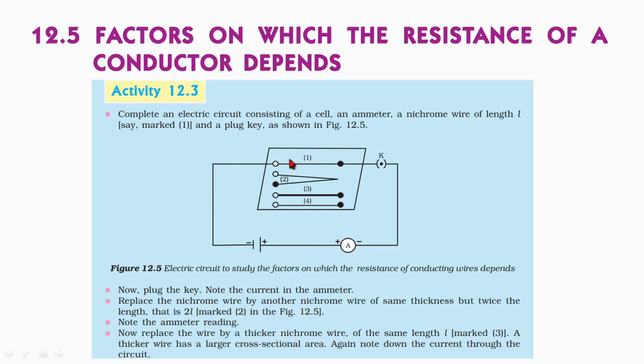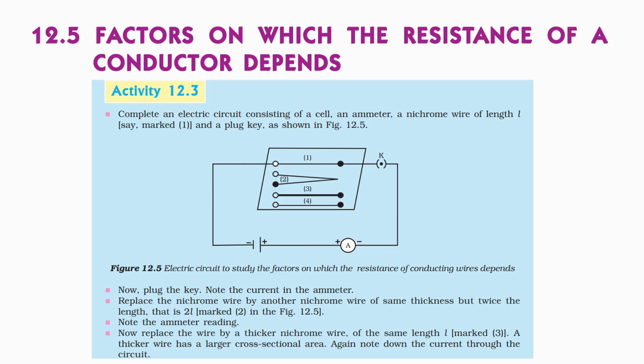So we saw that in situation 1 there was some resistance. In situation 2 the resistance was doubled because the length was doubled. In situation 3 the thickness was doubled, so the resistance was half. In situation 4 the material of the wire was changed. It was copper in place of nichrome, so the resistance was less.